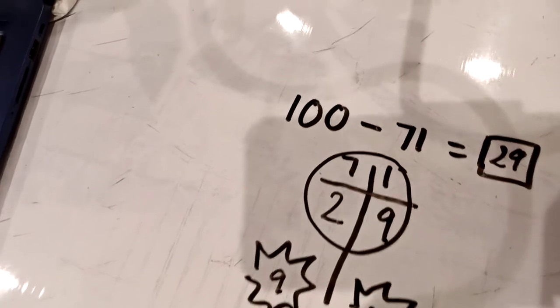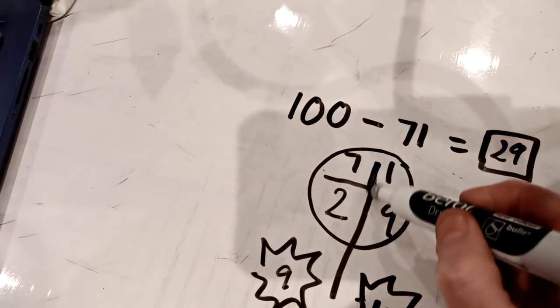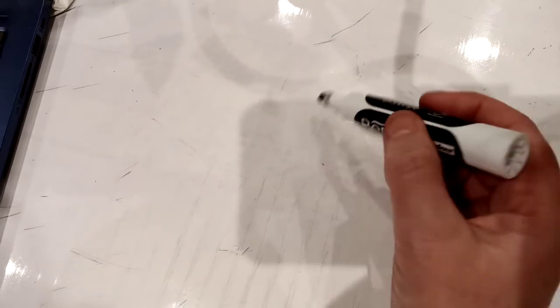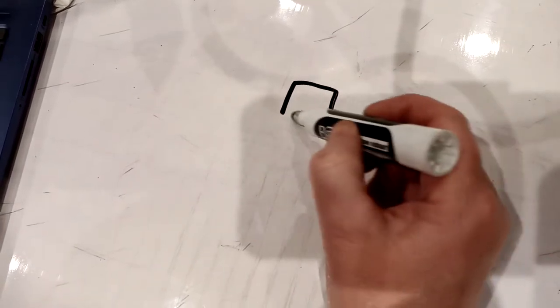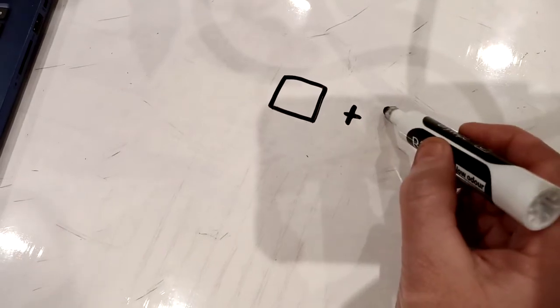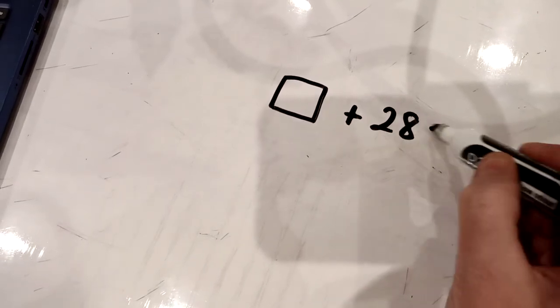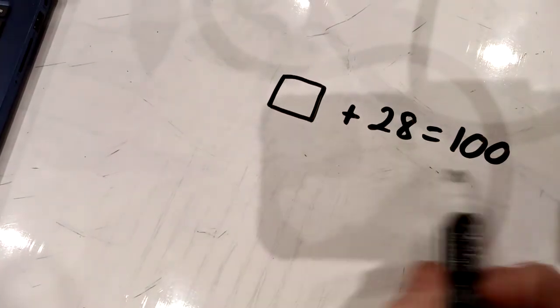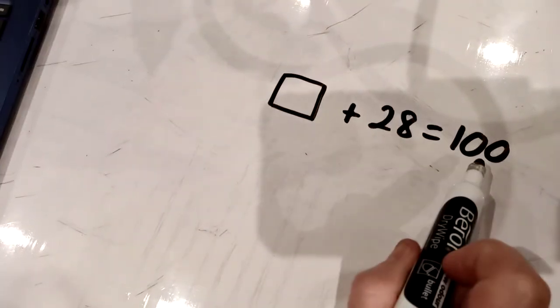Okay, so we're using the sword method. I call it a sword method because it looks like a sword. Right, let's have another go at this. Sometimes they give you friends to 100 with a sum like this. So let's say something add 28 equals 100. And I can see that this is a friends to 100 one.